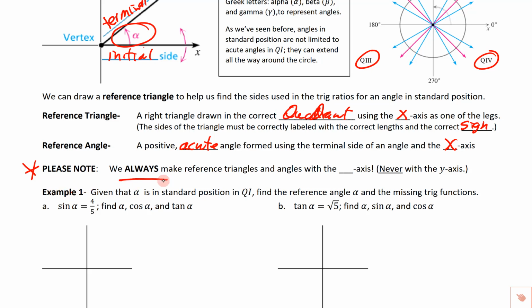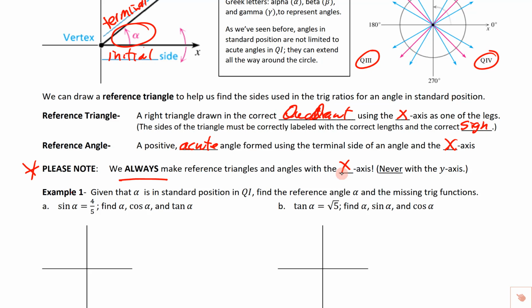Would you underline the word always? It's already bolded. I get that. We always make reference triangles and angles with the x-axis. So put x-axis right here. We never make reference triangles with the y-axis.